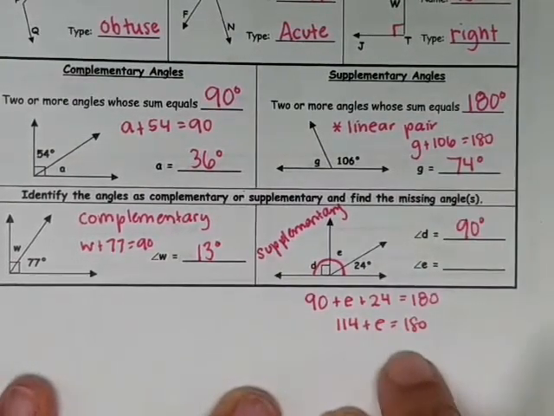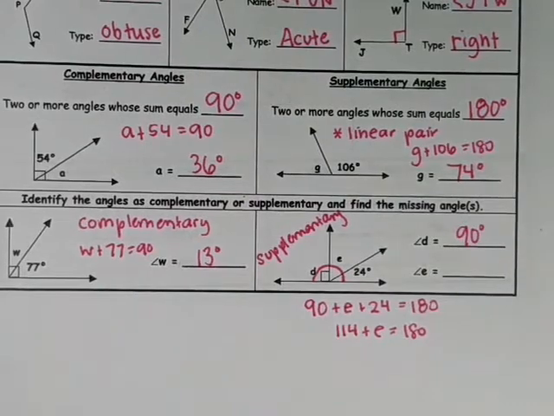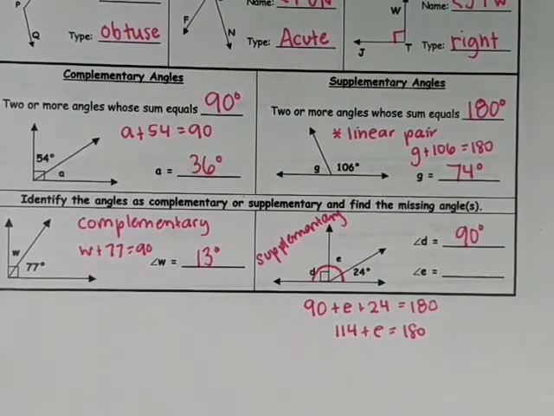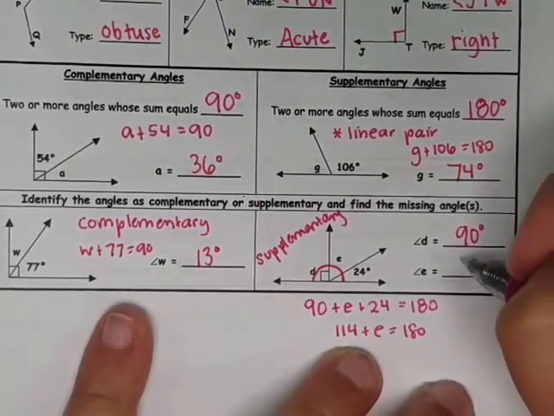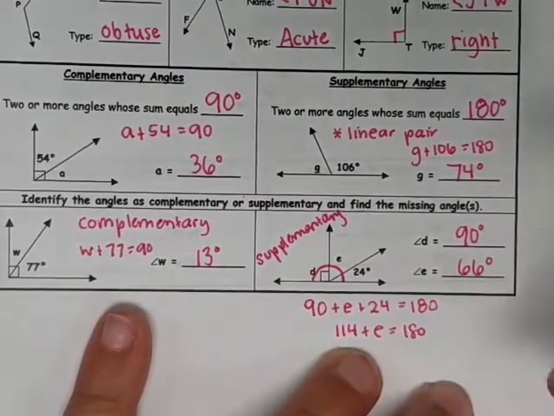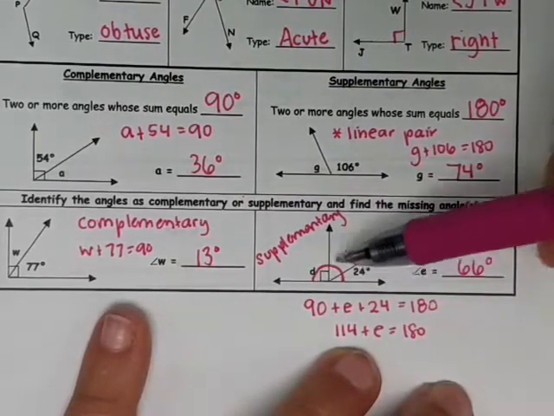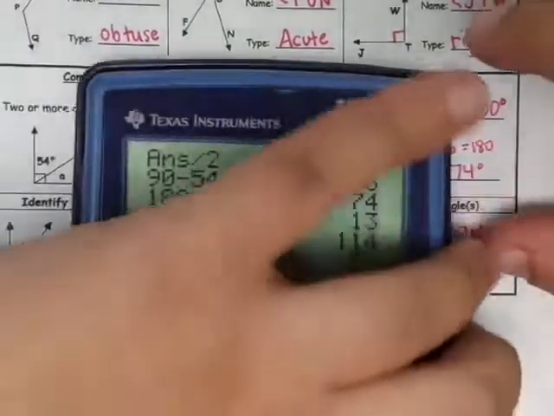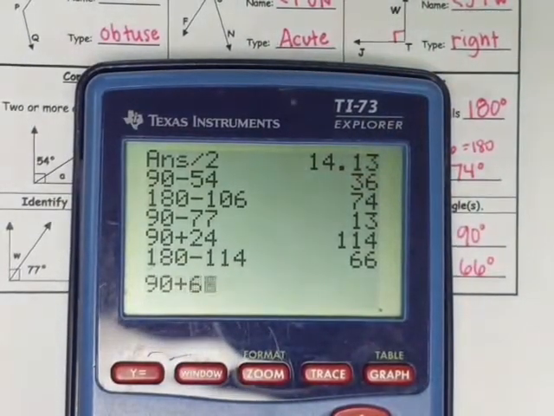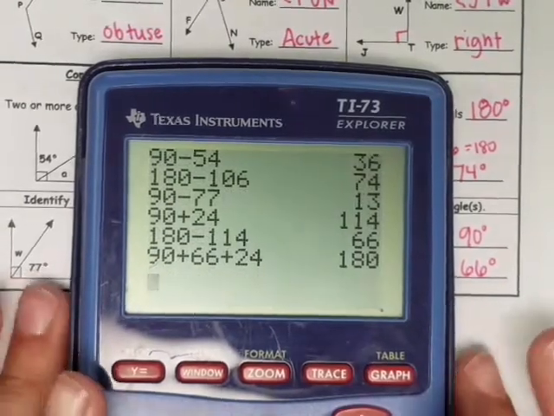Then I can subtract the 114 from both sides. So 180 minus 114 gives me a difference of 66 degrees. Then I have 90, 66, and 24, and I can add all three of those together to see if that's true. So 90 plus 66 plus 24 does give me 180 degrees.